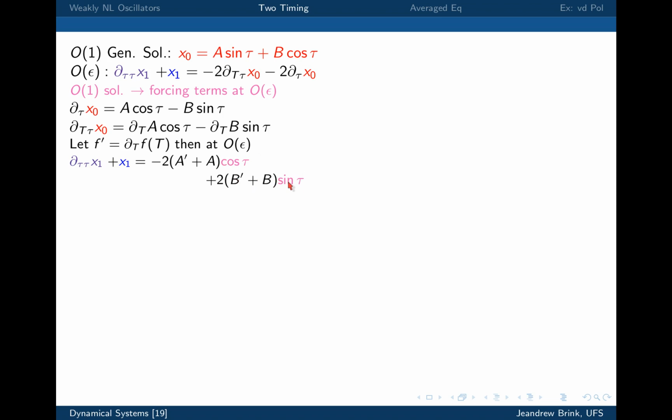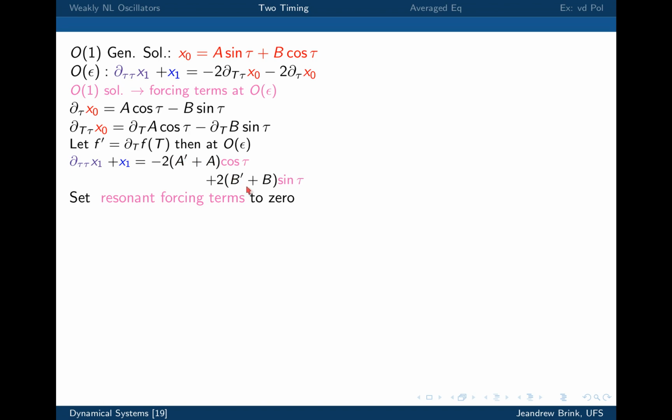Remember when we just had a forcing term of the same frequency as the natural frequency in the regular perturbation theory, it caused the solution to diverge, and the same thing is true over here, except that we have the bonus now that we have more freedom. We've told you nothing about A. And we're going to use this freedom to actually set the resonant forcing terms to 0. So we're going to set A prime plus A equals 0. It's going to be our criterion for fixing A.